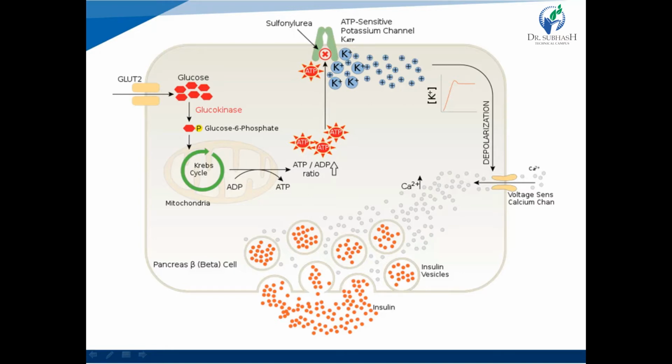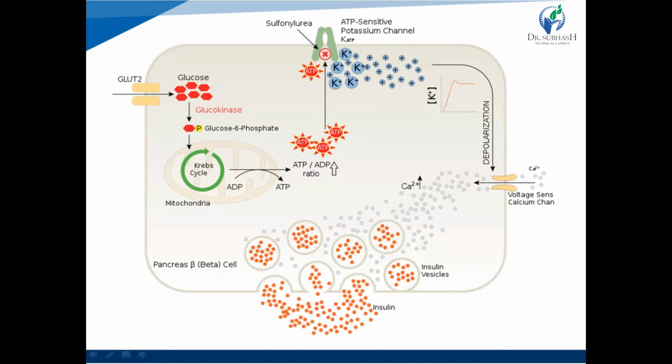Sulfonylurea acts through the ATP sensitive potassium channel. First, GLUT2, meaning glucose transporter 2, transports glucose from the plasma membrane of the liver, pancreas, intestine or kidney to this beta cell. GLUT2 is a transmembrane carrier protein which facilitates transportation of glucose, and by this GLUT2, glucose enters the pancreatic beta cell.